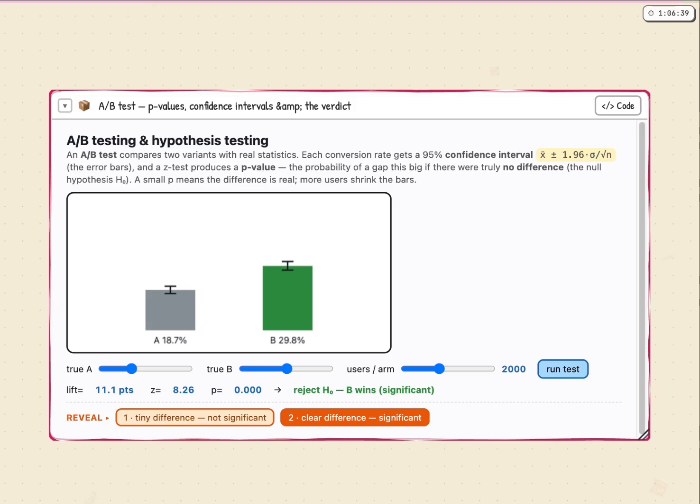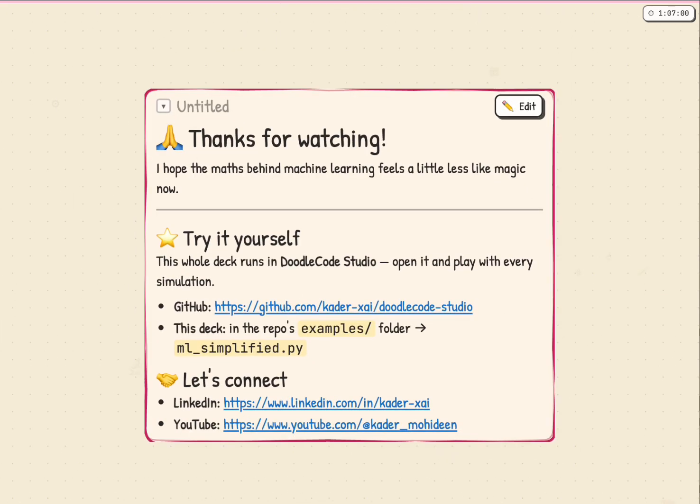And that's the whole picture. 4 areas of mathematics: linear algebra for the data, calculus for the learning signal, optimization for the training loop, and probability for the uncertainty. None of it is magic. It's vectors and slopes and bell curves, each one a simple idea you can see. And together, they're enough to understand how every modern machine learning model actually works.